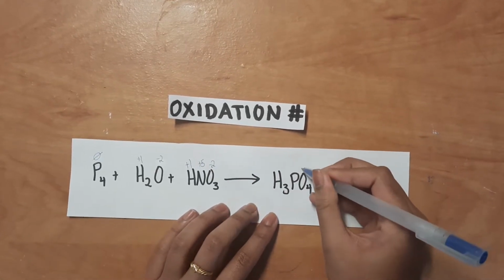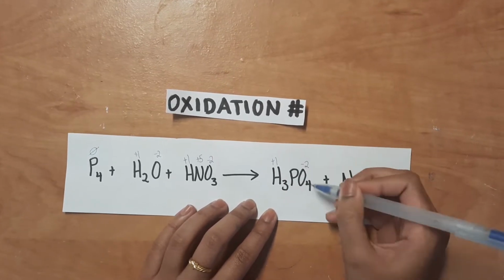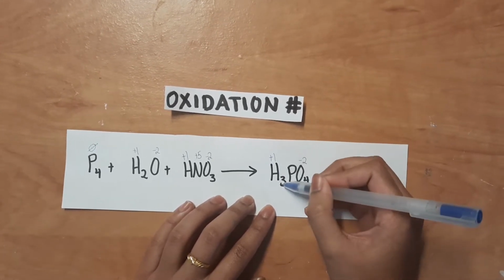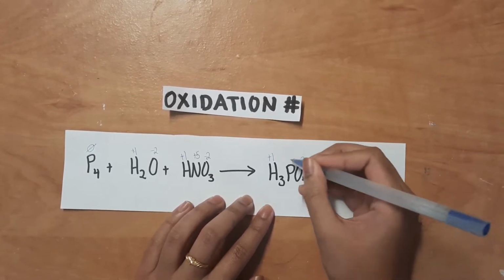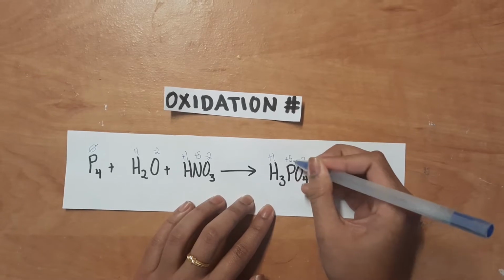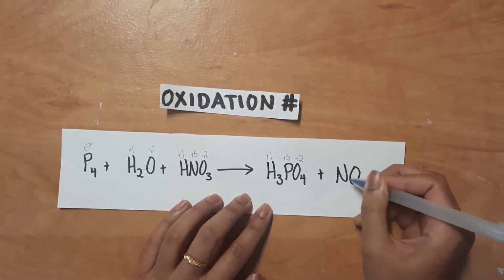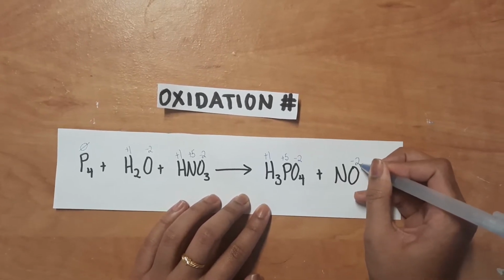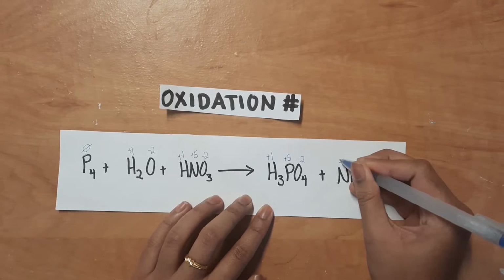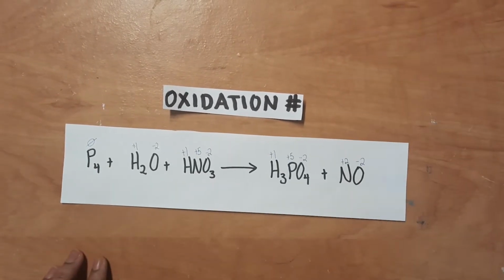Here, oxygen again gets a -2. Hydrogen gets a +1, -8, +3, -5. To balance out the -5, phosphorus therefore has an oxidation number of +5. In nitrogen monoxide, oxygen has an oxidation number of -2. Nitrogen, therefore, must be +2. And that is how we determine our oxidation numbers.